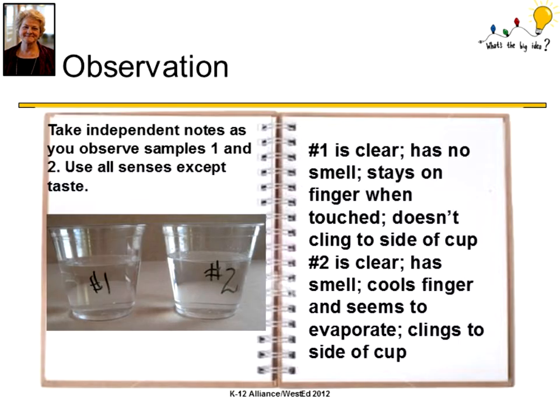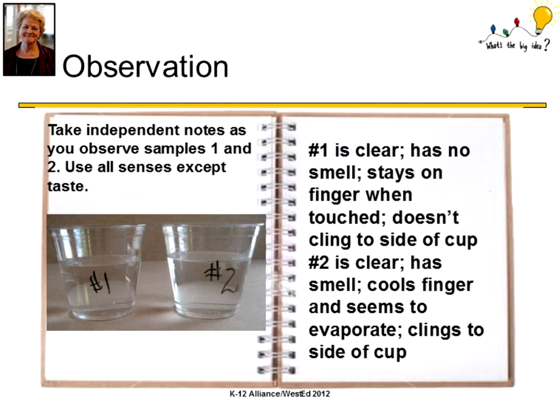So we've been talking about density, and we're just going to do a virtual activity here. These are the directions that were given to the kids in an 8th grade classroom, where they were supposed to, by themselves, take notes on sample 1 and sample 2, make some observations, and use all of their senses except taste. And you can see this is a summation of what the kids thought. Number 1 was clear, no smell, stayed on the finger when touched, doesn't cling to the side of the cup. Number 2 is clear, it has a smell, cools your finger, seems to evaporate, and clings to the side of the cup. So they were given that observation and they wrote them down individually.